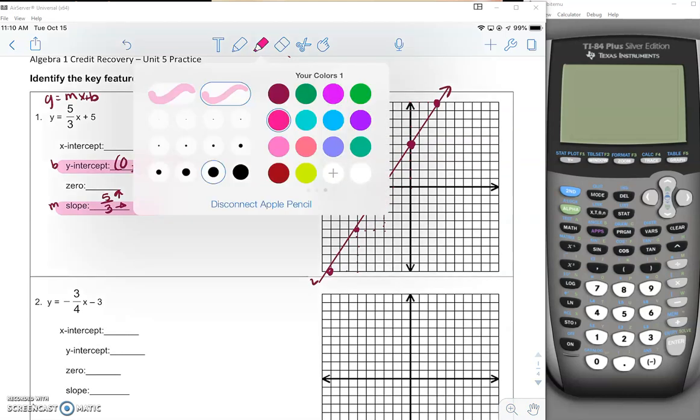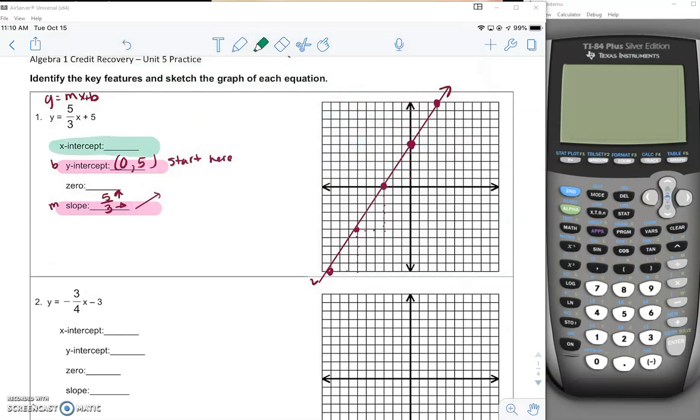We can now find each of these other pieces based on our graph. We can find the x-intercept and the zero. My x-intercept is where my line crosses the x-axis. So my line crosses at -1, 2, 3. This is the ordered pair (-3, 0). Remember that a zero is the same thing as the x-intercept, just the x value. So my zero is the number -3.